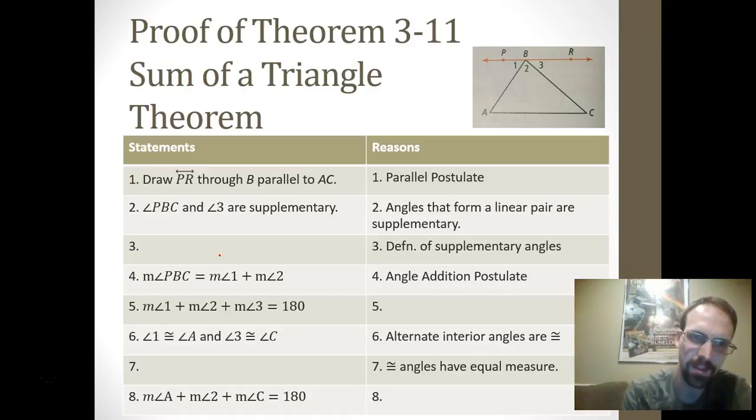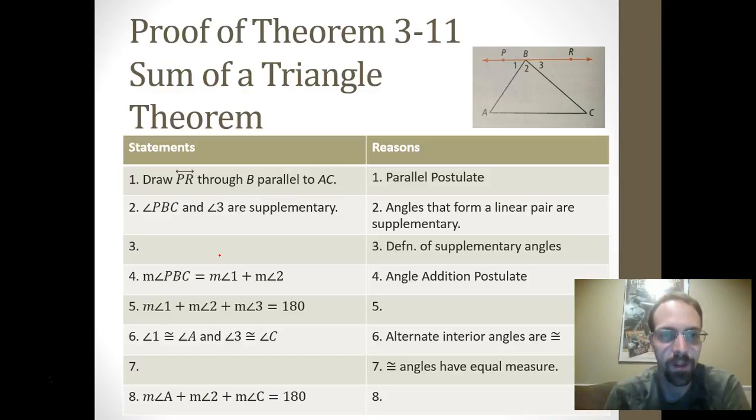So it says that we draw line PR through B parallel to AC. So this says I'm going through a point, and then I'm going through another line, and I say that PR is parallel to AC, and that was the parallel postulate we just talked about. Angle PBC and angle 3 are supplementary. So PBC is basically angles 1 and 2, and it says angles that form a linear pair are supplementary, and it says definition of supplementary angles. So essentially what the definition of supplementary angles is that it's really implying what the previous thing said.